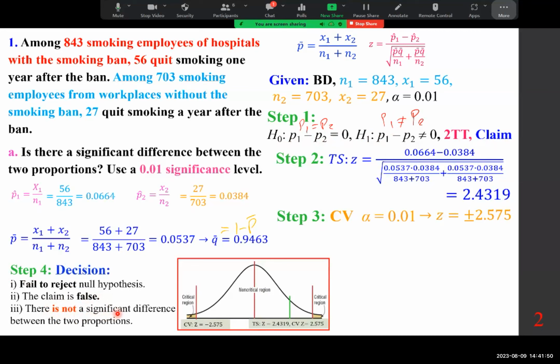There is not a significant difference between the two proportions. So you just reword that. There is or there is not. In this case, there is not.